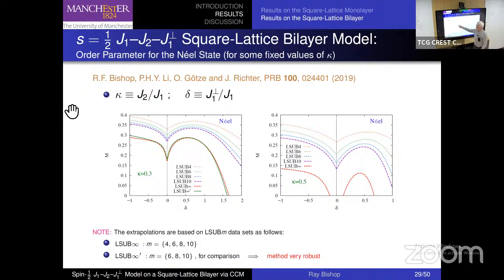This is the extrapolation. And to show you this extrapolation is pretty good, I'm doing two separate ones, one based on 4, 6, 8, 10, and one based just on 6, 8, 10. And you see they're almost on top of each other. This is pretty robust.